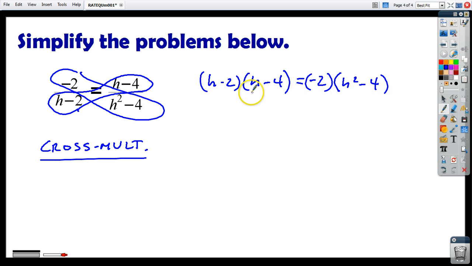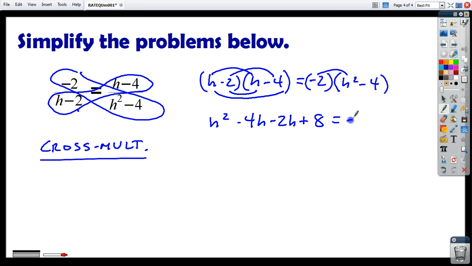Now we don't have any rational expressions or fractions anymore. We can just start to simplify this problem. Now, a binomial times a binomial. H times H is H squared. H times negative 4 is negative 4H. Negative 2 times H is negative 2H. Negative 2 times negative 4 is 8. On this side, we just need to do a little distributive property. Negative 2H squared. Negative 2 times negative 4 would be plus 8.